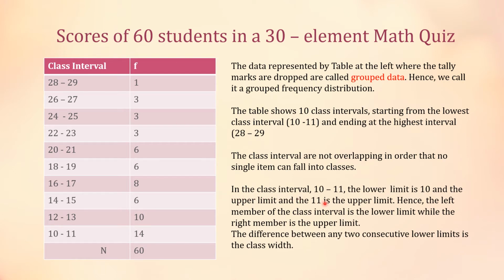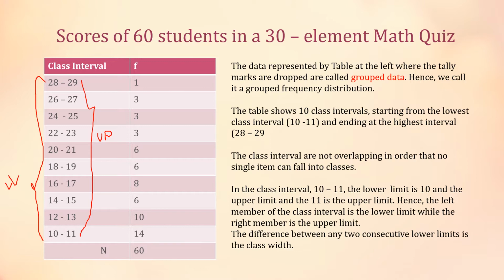In the class interval 10 to 11, the lower limit is 10, and the upper limit is 11. Hence, the left member, so ito lahat, we call this the lower limit. Saan po yung lower limit? So, ito po lahat ay lower limit. And ito lahat, 11 is the upper limit. Short for UP, short for upper limit. So the difference between any two consecutive lower limits is the class width.